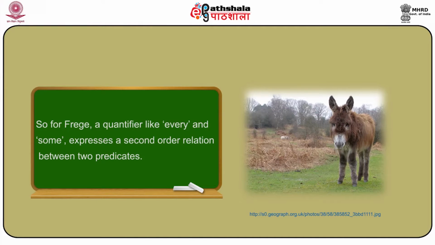What he remarked at various points was that you could see quantifiers like every and some as expressing second order relations between what he called concepts. What Frege meant by the term concept is roughly what we mean when we use the word predicate. So for Frege, a quantifier like every and some expresses a second order relation between two predicates.